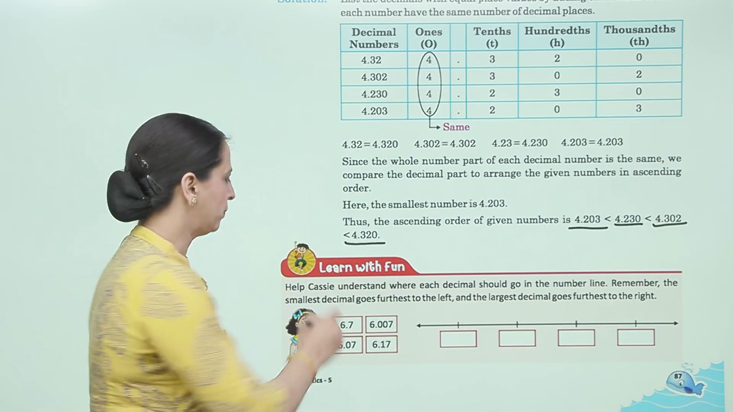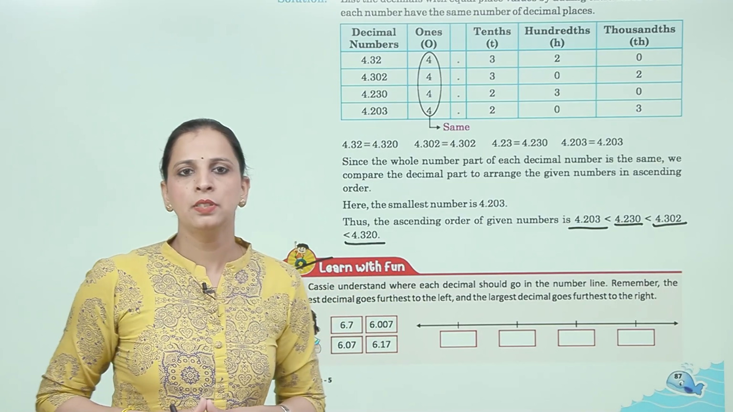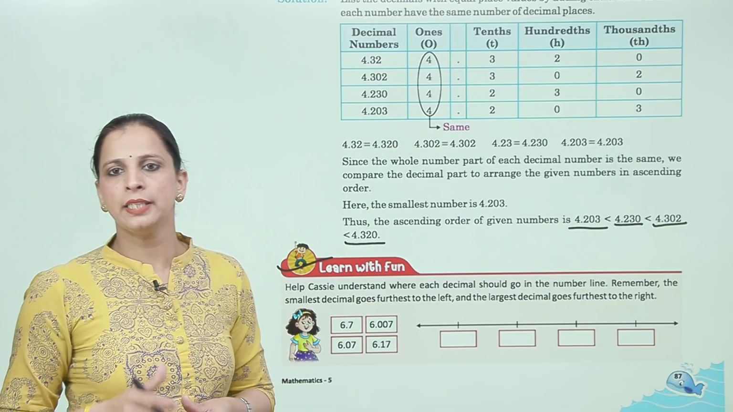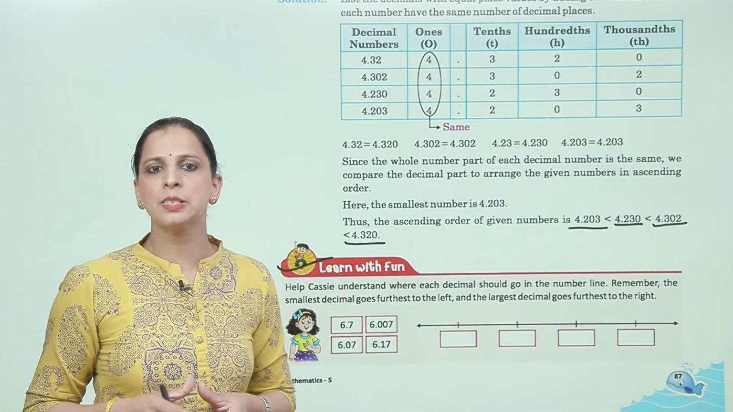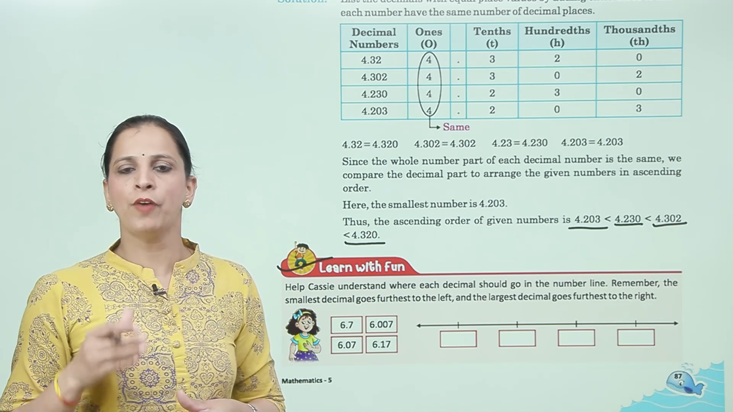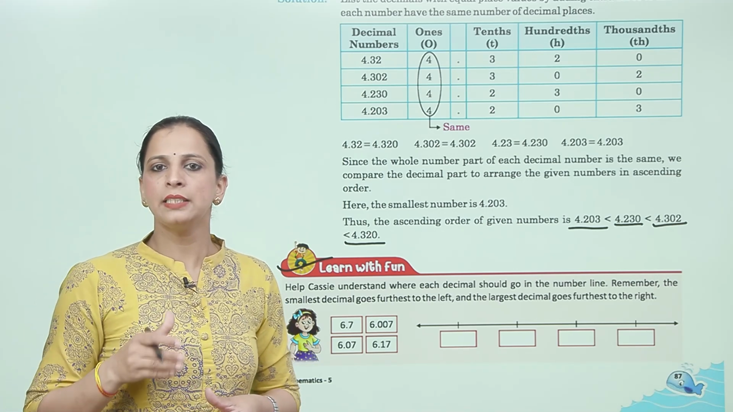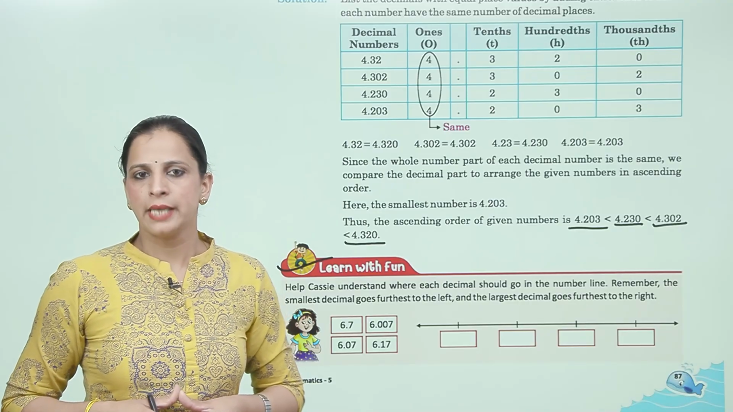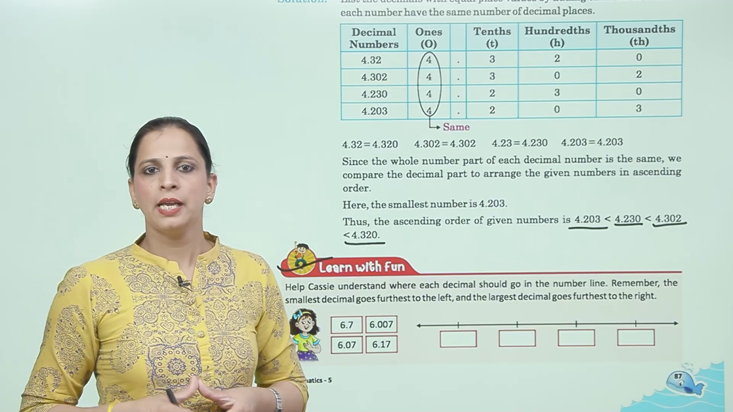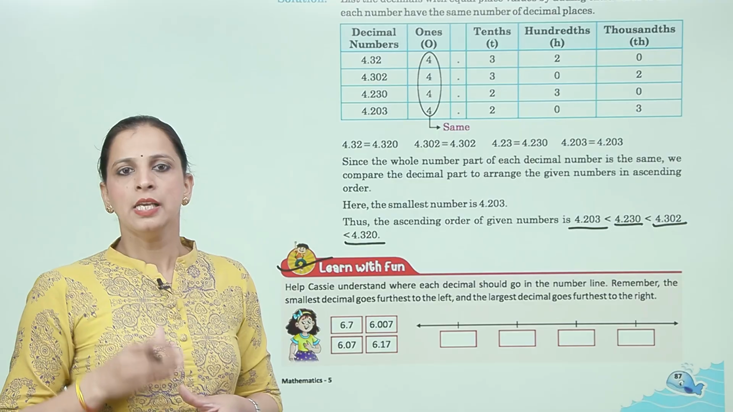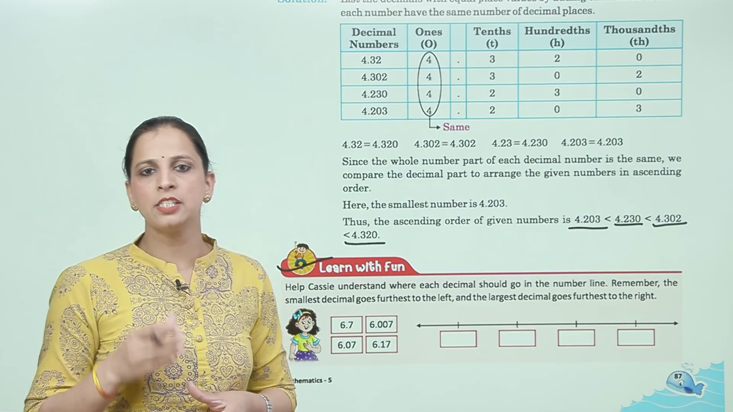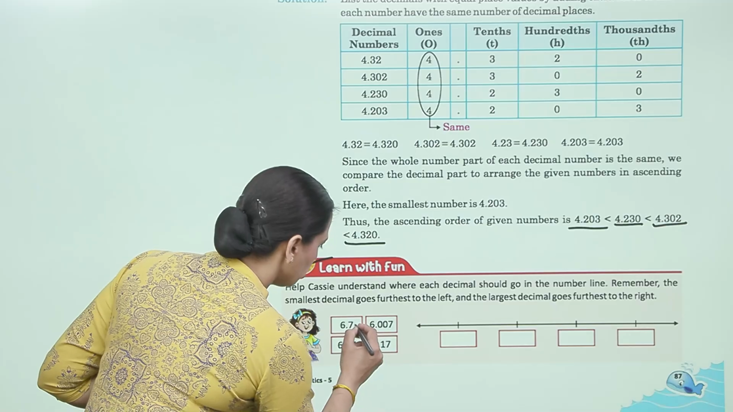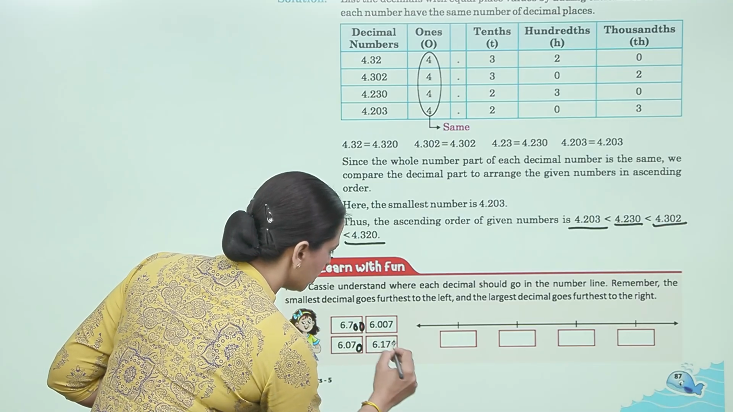Now learn with fun. Help Kashi understand where each decimal should go in the number line. Remember, the smallest decimal goes farthest to the left and the largest decimal goes farthest to the right. Now 6.7 and 6.007, 6.07 and 6.17. Now make them equal.